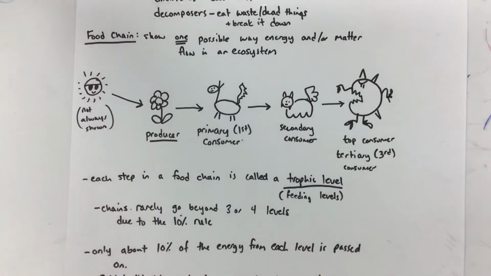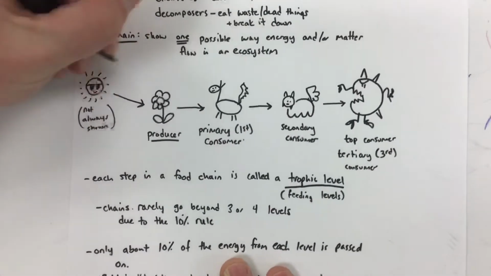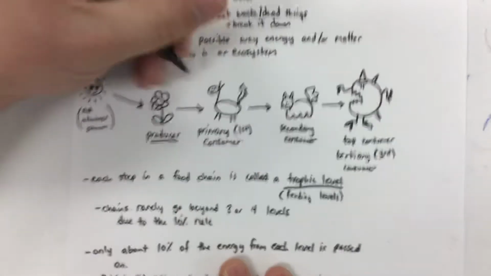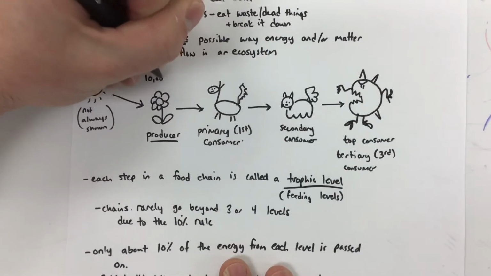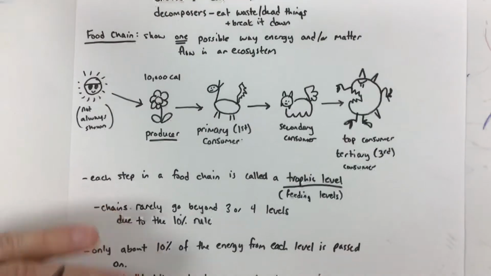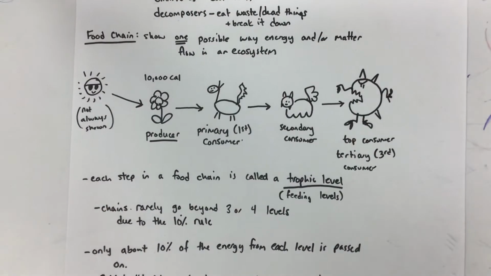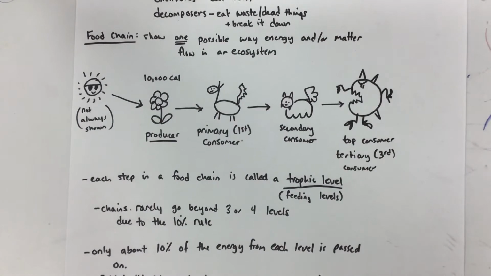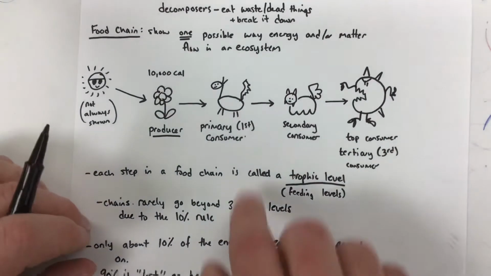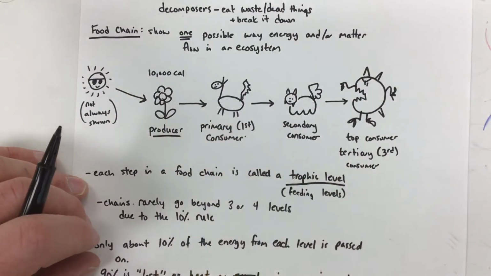Let's go back up to this food chain. So let's say the sun inputs a ton of energy, millions of watts, and that produces about 10,000 calories of plants. Okay? If I produced about 10,000 calories of plants, based on my 10% rule, 90% is lost, only 10% is passed on, how much energy would probably be in this next step?